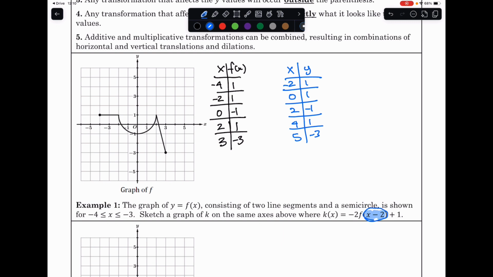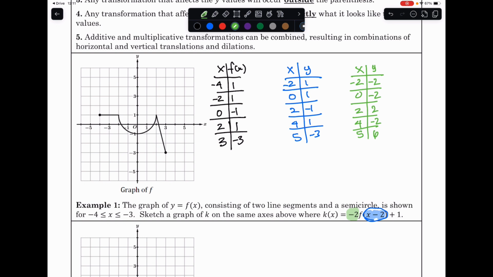Now that I'm done there, the order of operations puts multiplication before addition. So I would have to multiply all my y values, because it's on the outside, that's going to affect the y coordinates, and multiply them all by -2. So let me write a new table using green. All my x values are going to stay the same: -2, 0, 2, 4, and 5. And all my y values are now going to be -2 times what they originally were. So 1 times negative 2 is negative 2. Negative 1 times negative 2 is positive 2. This is negative 2 again. And negative 3 times negative 2 is positive 6.